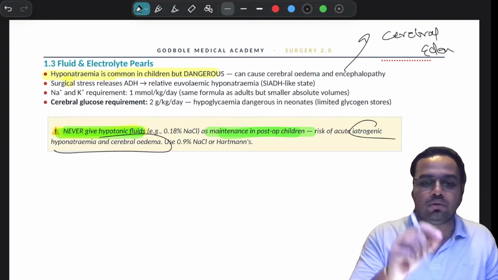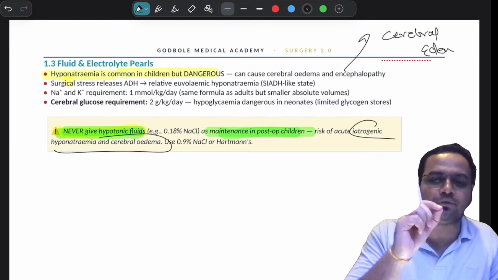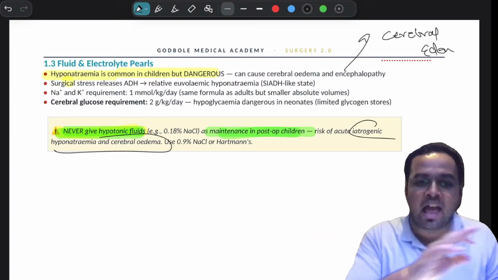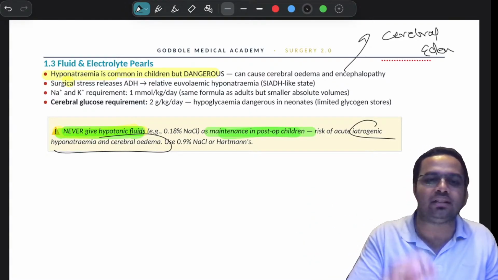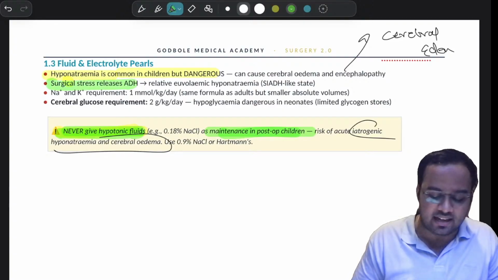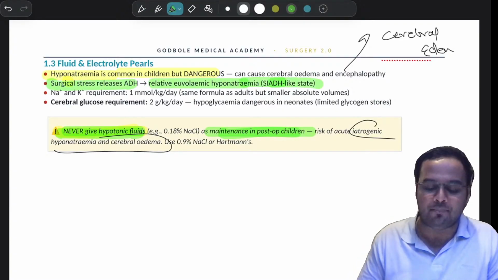So whenever you are going to ask for IV fluids of the child, they are always going to give NS and they are going to add potassium to it. They will not prescribe a DNS to the child because hyponatremia is worse in a child. Surgical stress releases ADH and it will cause relative euvolemia and hyponatremia.